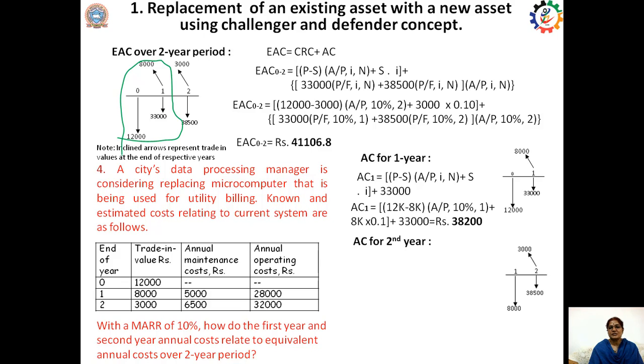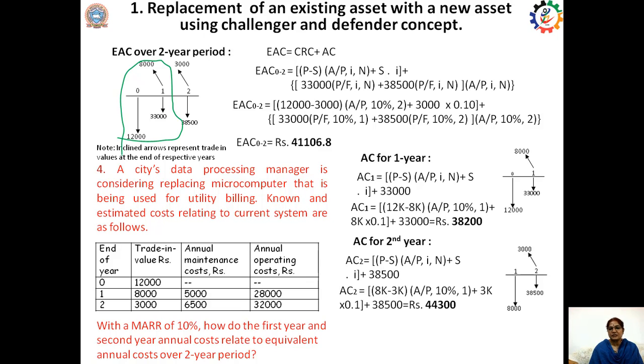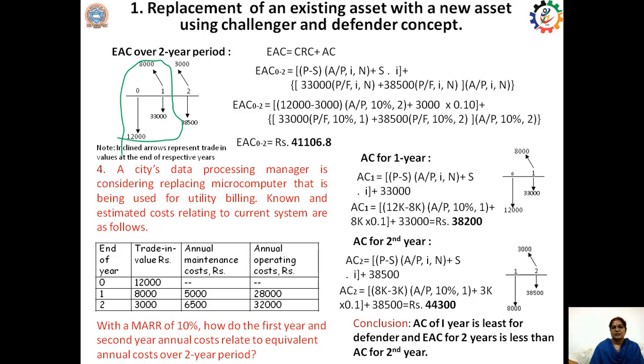If we go for only the second year calculation, just see it's only this much to be considered. So 38,500 annuity, and this 8,000 will become the trade-in value here, 3,000 resale value. After the calculation, note that once again N is 1 because it is 2 minus 1, 1. It will be kept only for 1 year. At the end of the first year or beginning of the second year, it will be purchased and will be operating for only the second year. At the end of the second year, it will be sold. So N is 1.